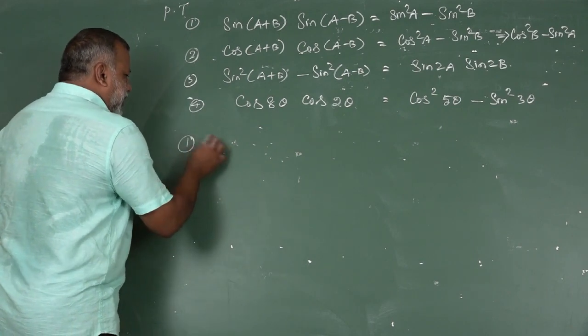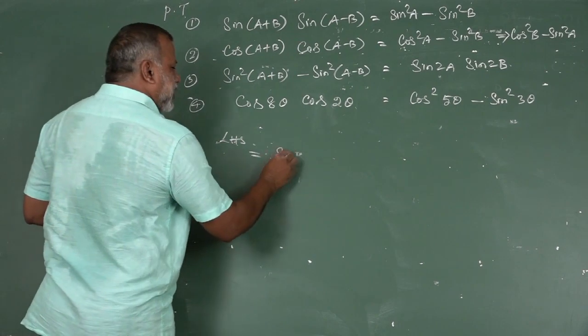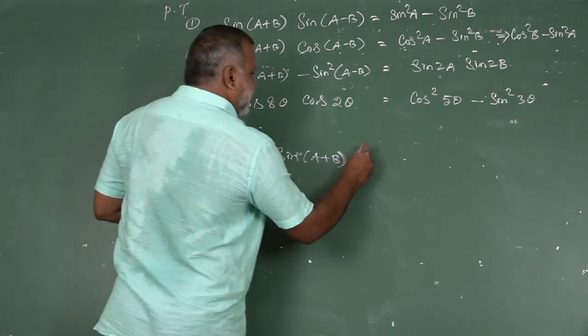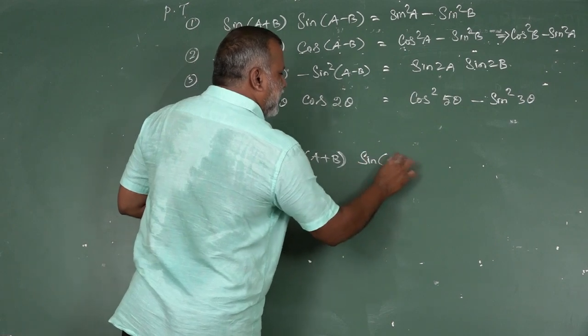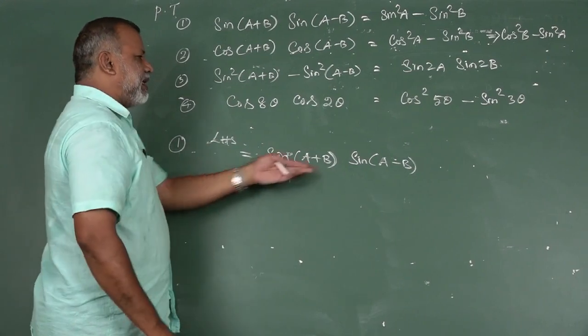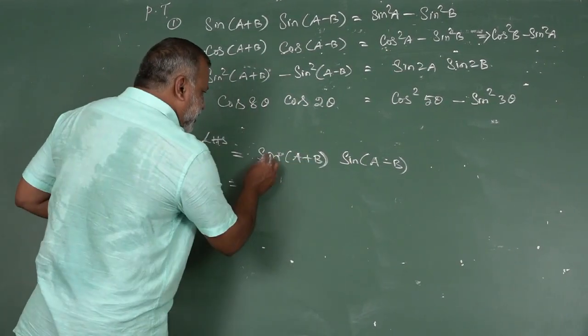In the first question, I am selecting the LHS concept. What is the LHS? Sin of A plus B multiplied with sin of A minus B. Just now we have the addition and difference formula, or compound angle formula, whatever you can call this one.